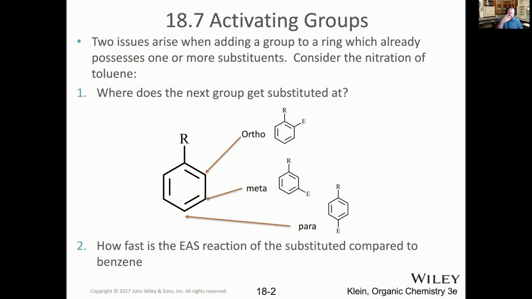In the case of an already mono-substituted ring, does it end up at the ortho position? Does it end up at the meta position? Or does it end up at the para position? And then the second question, which is also important in terms of synthesis, because we don't want to be in the lab too long, is how fast is that reaction compared to when you were just doing these reactions with benzene?